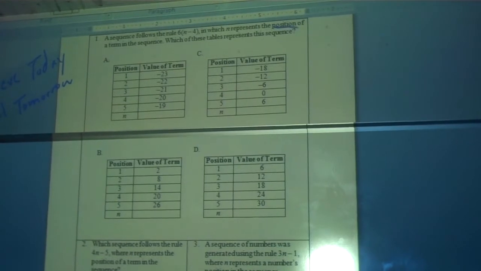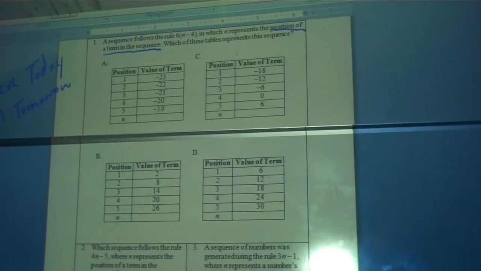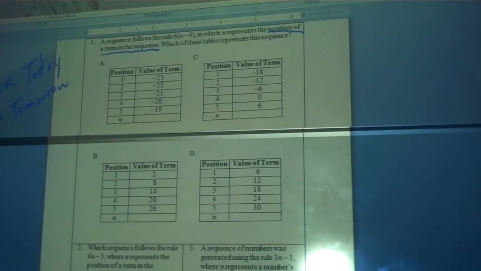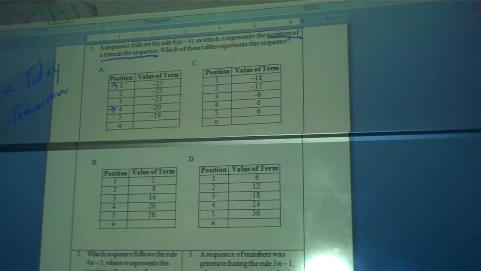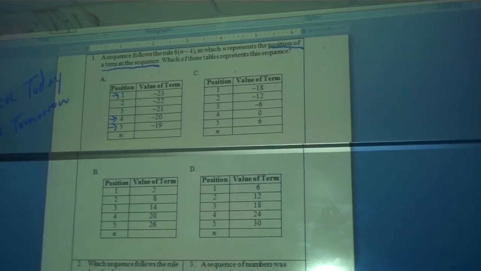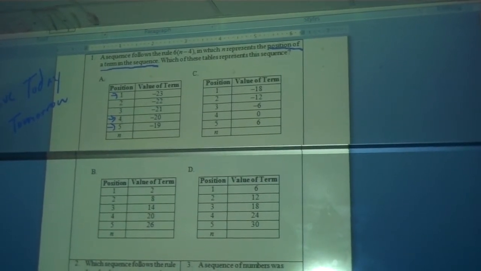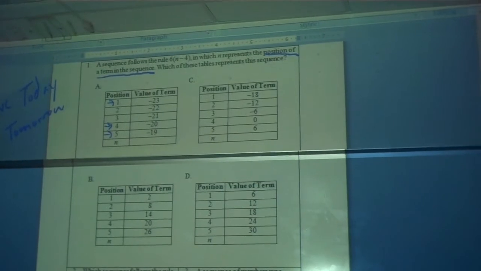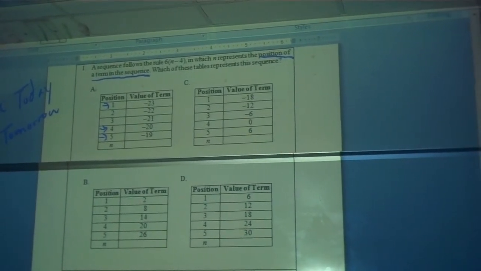This is sometimes kind of confusing to students. They're thinking, I don't really know what that means. The position of the term in a sequence is simply what position is it in. Is it in the first position? Is it in the fourth position? The fifth position? Okay, so when they say position of a term in the sequence, that means you're going to be using one of these numbers over here. When you put one of these numbers into the rule, you have to get this answer.